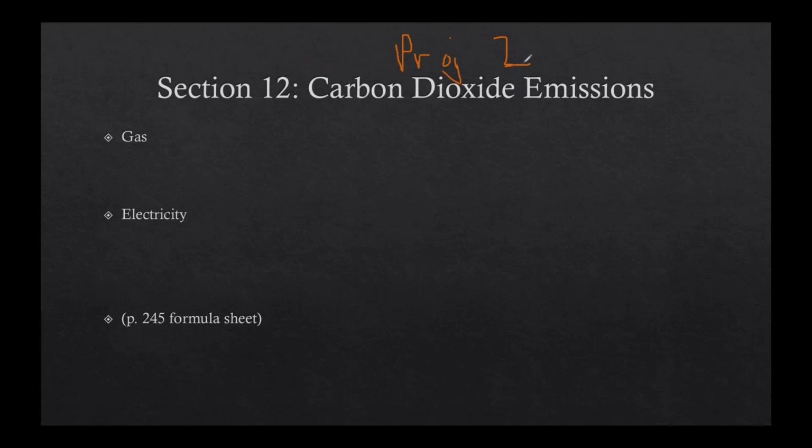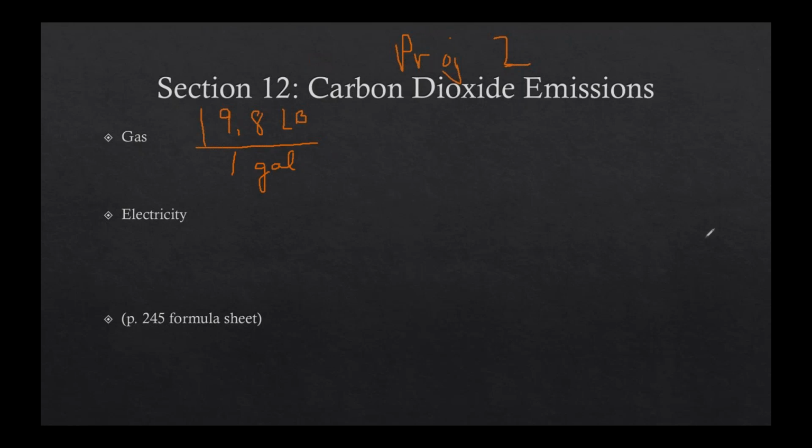But we're dealing with carbon dioxide emissions, your carbon footprint based off of gas and electricity. So you will notice again on page 245 on the formula sheet, the fifth big rectangle down, you see carbon dioxide emissions. So from gasoline, 19.8 pounds of carbon dioxide is emitted for every 1 gallon of gas you use. This identity ratio has to be used anytime you are doing a CO2 problem with gasoline.